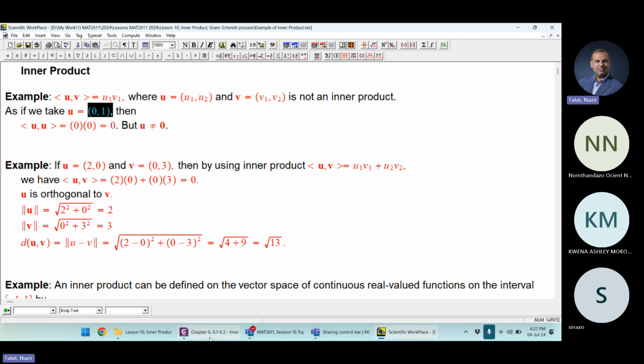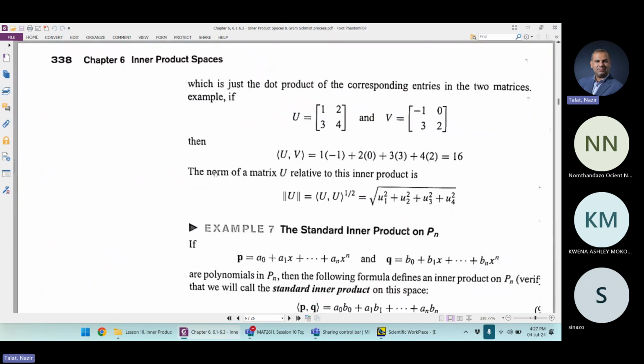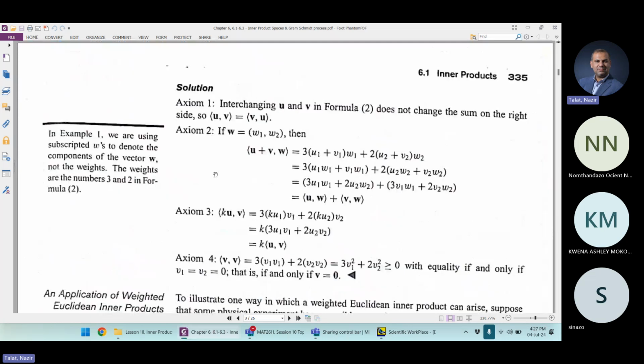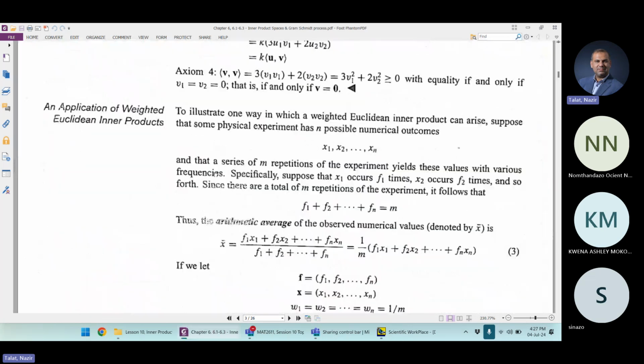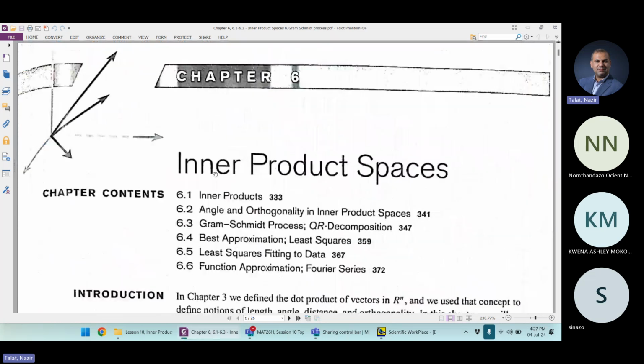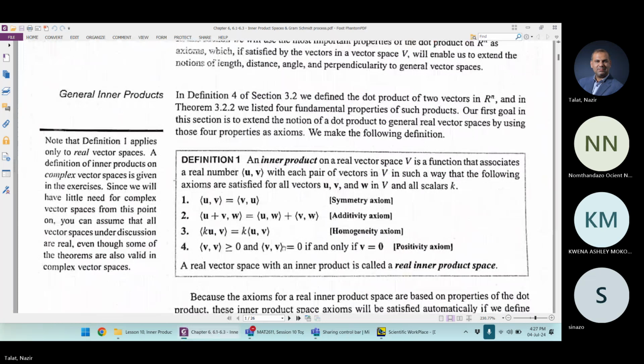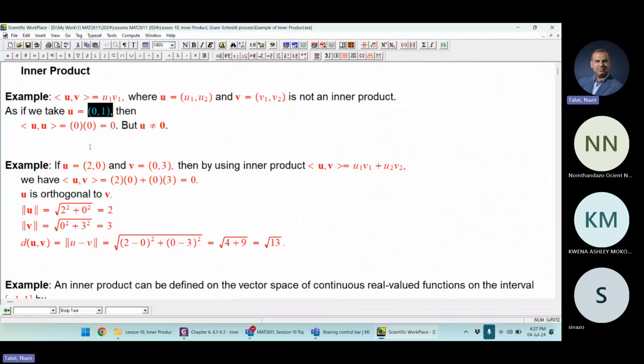It means it doesn't satisfy the property that the inner product of a vector with itself is equal to 0 if and only if the vector is equal to 0. Here you can see that this is a very important property: the inner product of v with v is equal to 0 if and only if v is equal to 0. But here you have noticed that v is not 0. So this fails the fourth axiom of an inner product, which means this is not an inner product.